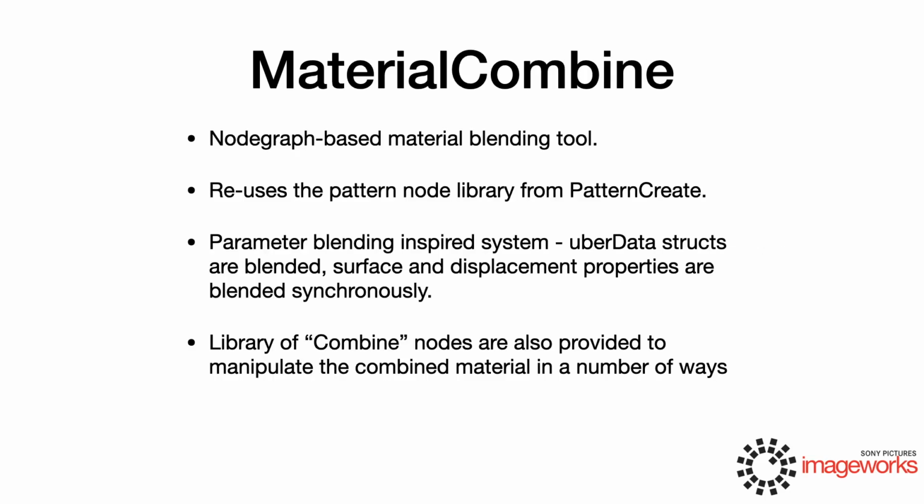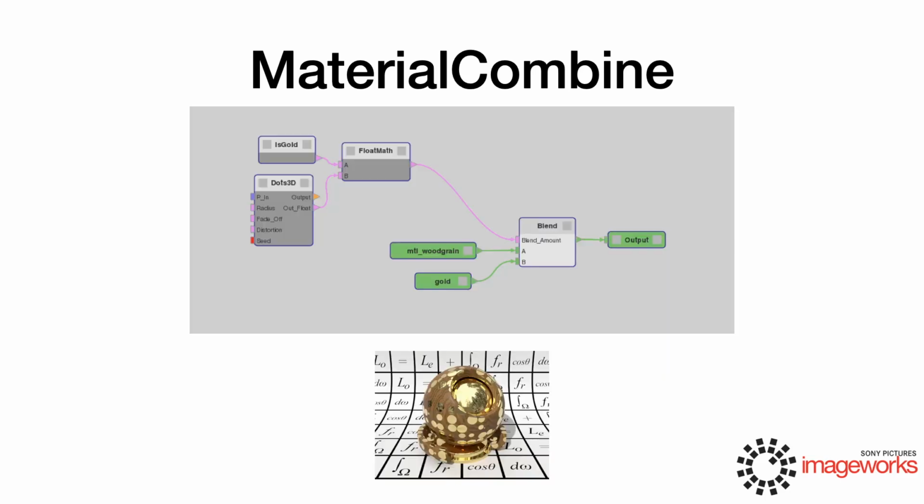MaterialCombine is a node-based material blending system. Because the system is built on top of the same technology as Pattern Create, we get to reuse the pattern nodes we already have. It's not strictly a parameter blending system, as we don't blend the input parameters to the materials, but instead we blend the contents of the UberData struct. We built a small library of combine nodes that allow the blended material to be manipulated in more interesting ways than just over.